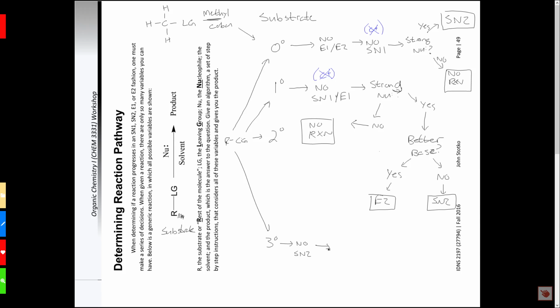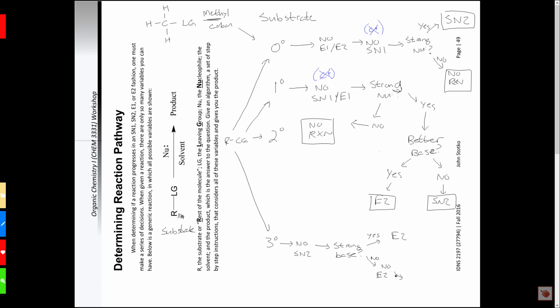Obviously, E2 needs a strong base. Your first order mechanisms don't. So let's ask that question: do we have a strong base? If yes, then elimination. If no, then we've eliminated E2, okay, so then no E2.